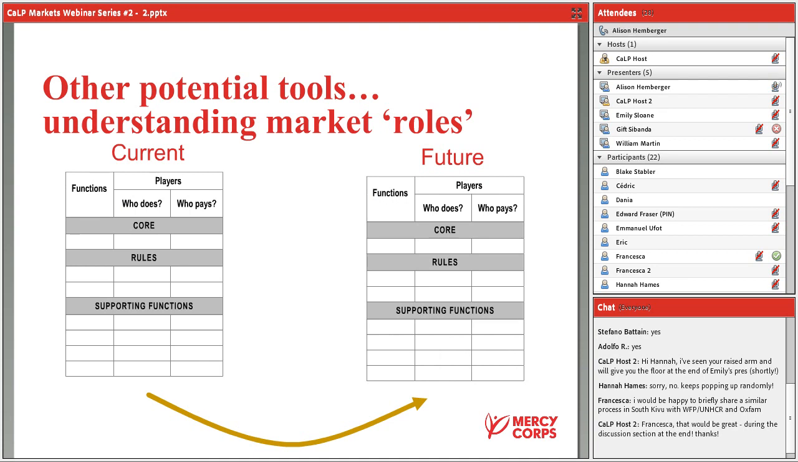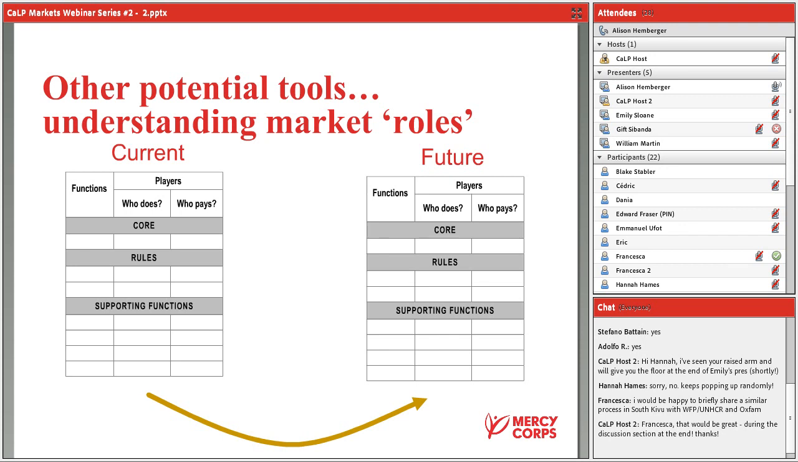We also took on some tools that actually come from market systems development, but have applications in this context. It's called the Who Does, Who Pays matrix. So we look at what are we doing now, who's paying for a service now, and who's doing it now, and who do we want to be doing it in the future. It helps you think about sustainability.